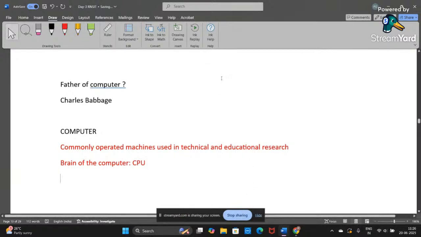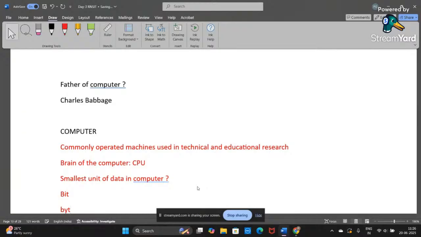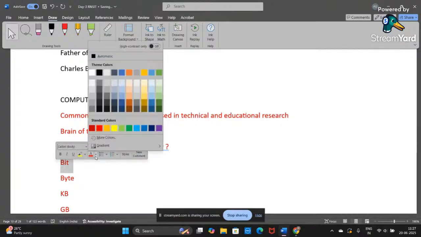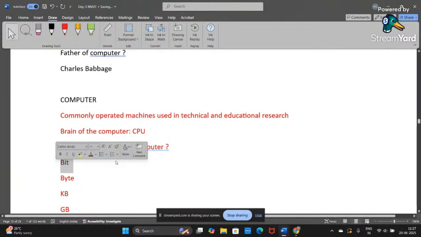Okay. Along with this, let us see which is the smallest unit. The question can be like, which is the smallest unit of data in a computer? I'll give the options: bit, byte, KB, GB. So your answer will be bit. Bit is the smallest unit of data. Bit is the answer for this.